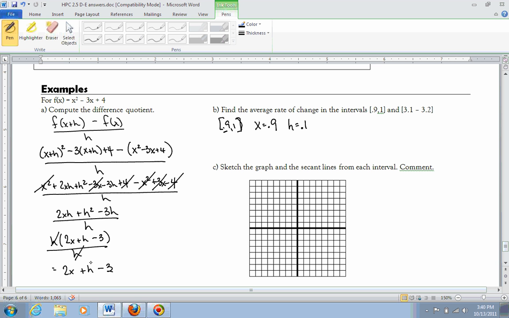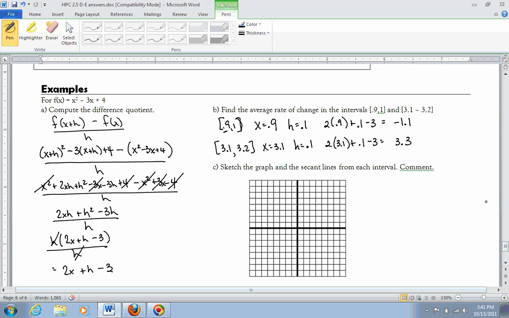If we plug this into the difference quotient we just found, that would be 2 times 0.9 for the x value, plus the h value of 0.1, minus 3. That's equal to negative 1.1. If we do this again for the next interval, 3.1 to 3.2, the x value is 3.1. The h value, again, is 0.1 units. If we plug that into our difference quotient, 2 times the x value of 3.1 plus the h value of 0.1, subtract 3 is equal to 3.3.